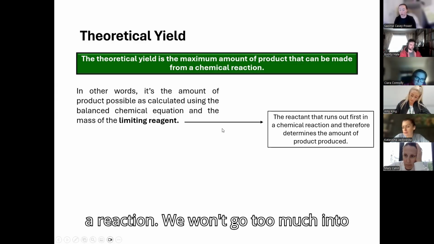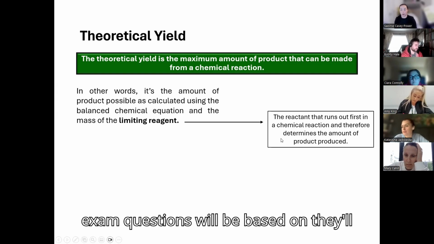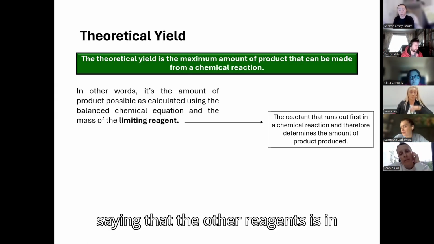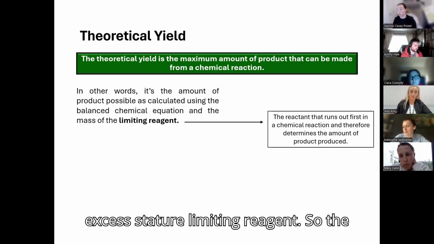Okay, so what that constitutes is the reactant that runs out first in a reaction. We won't go too much into how to determine the limiting reagent, because most of the exam questions will tell you what the limiting reagent is by saying that the other reagent is in excess. Whichever one is not in excess, that's your limiting reagent.